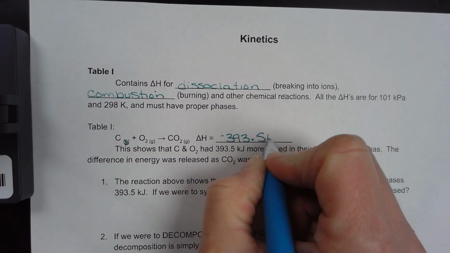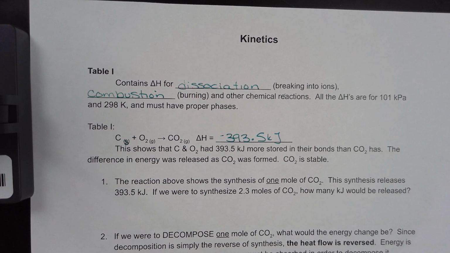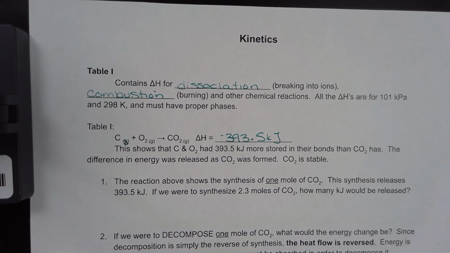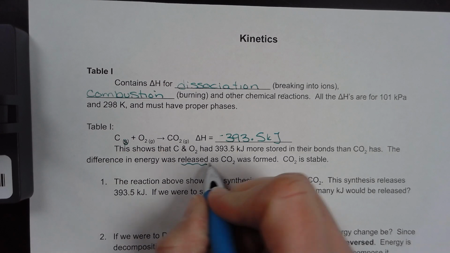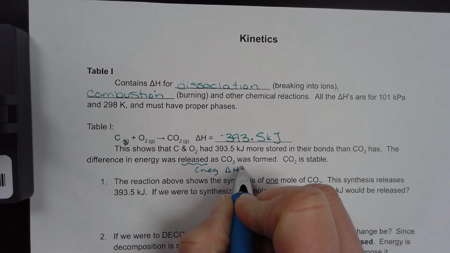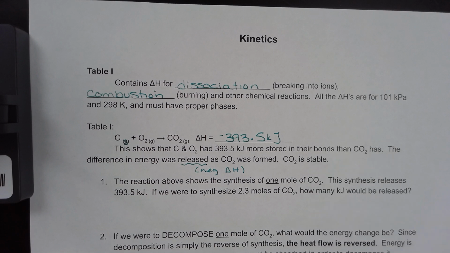Now, this shows that carbon and oxygen had 393.5 kilojoules more stored in their bonds than carbon dioxide has. The difference in the energy was released because it's negative. Carbon dioxide is stable. Now, there's two questions here.